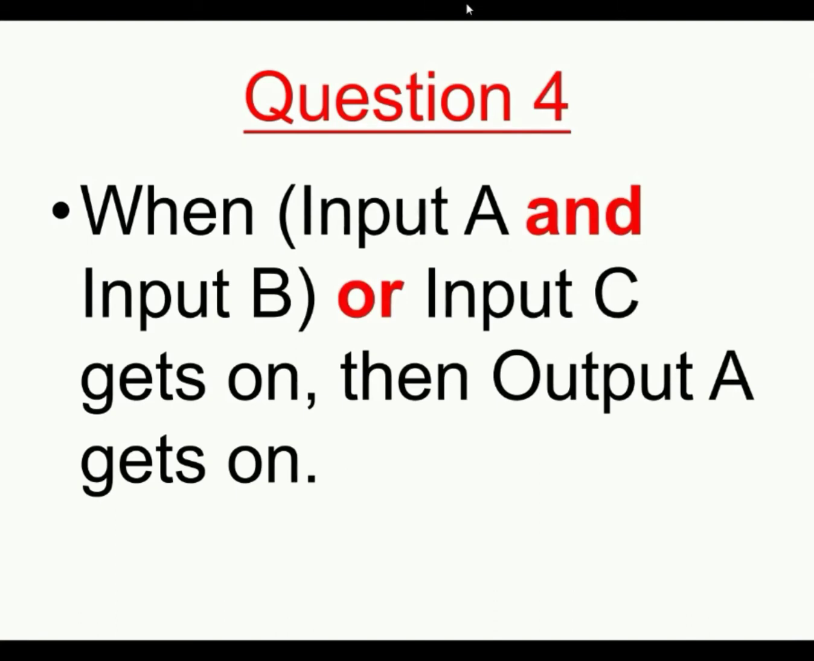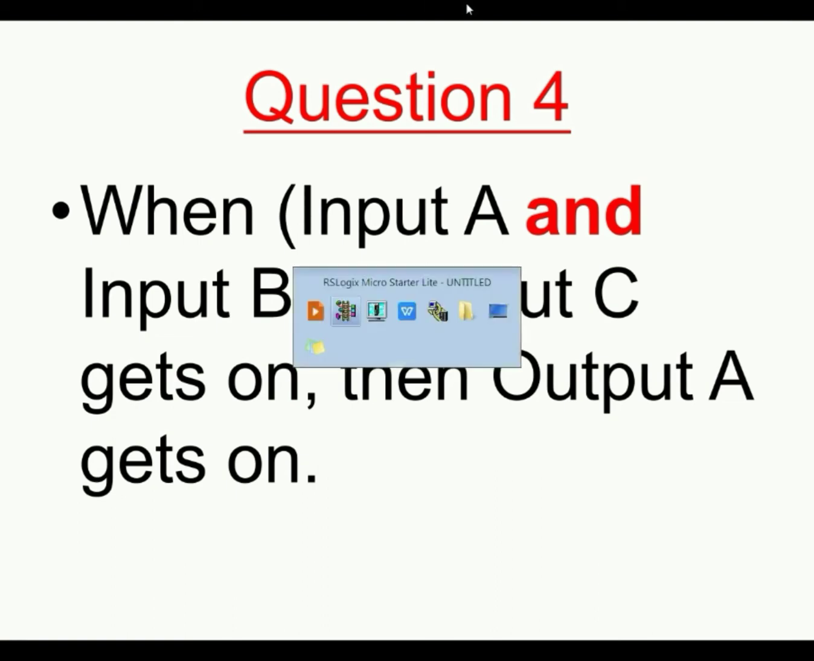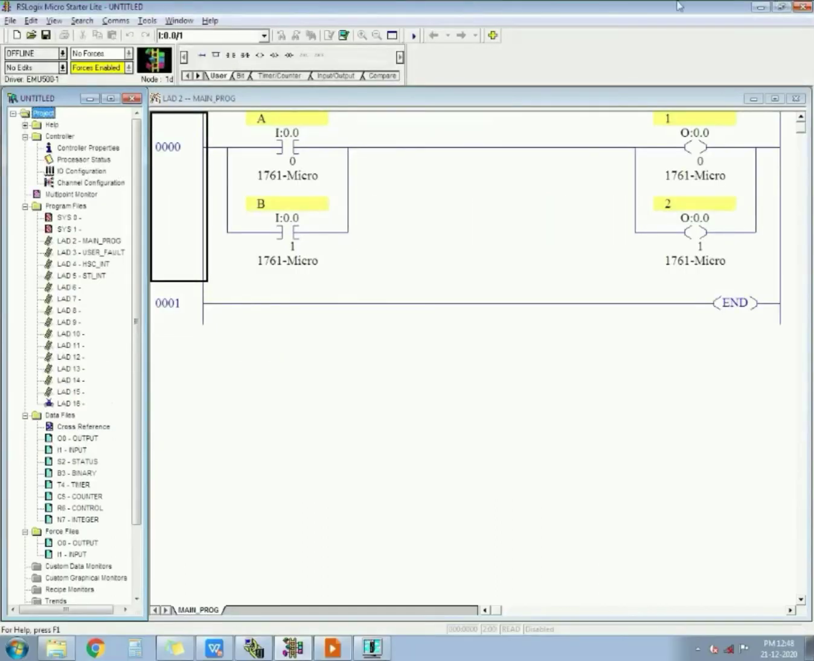When input A and input B, I have put brackets here because A and B are in series. When input A and input B or input C, either input A and B or input C gets on, then output A gets on. Here I have 3 inputs and I have only one output. Okay, so let's go to the program.